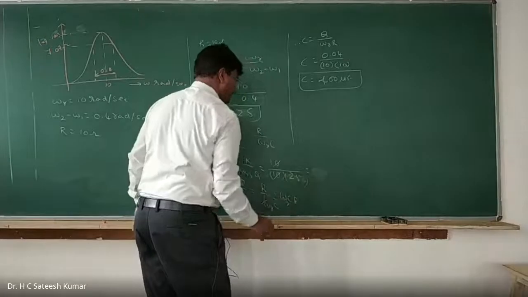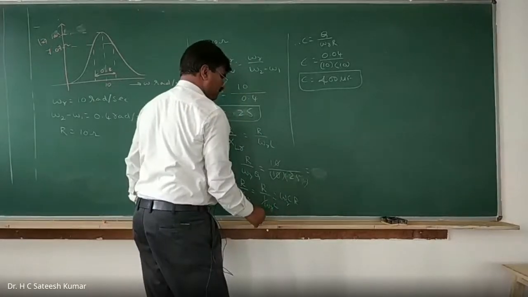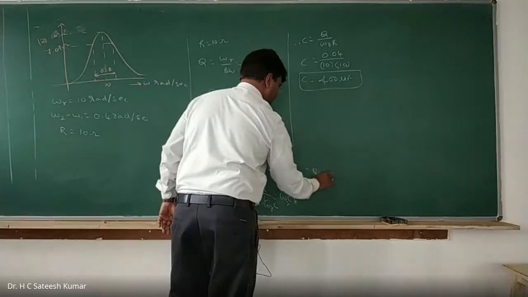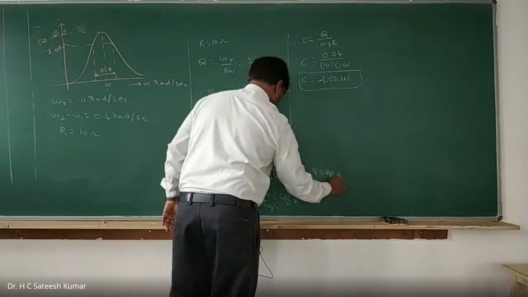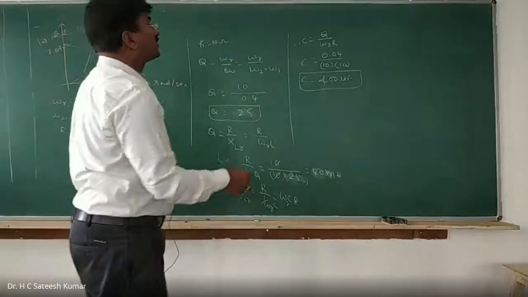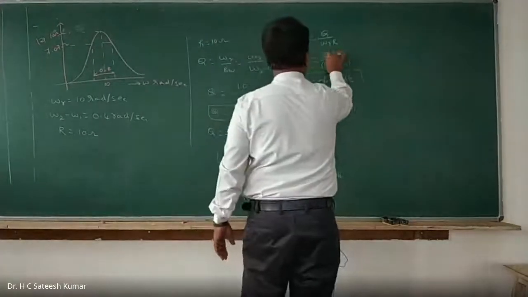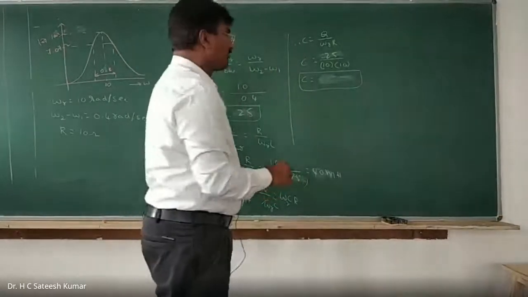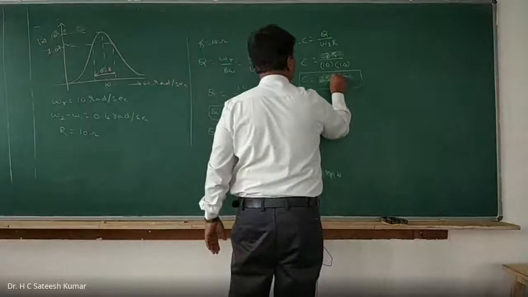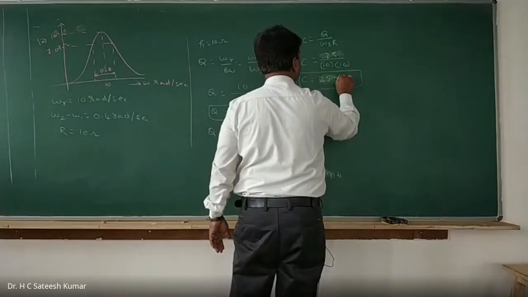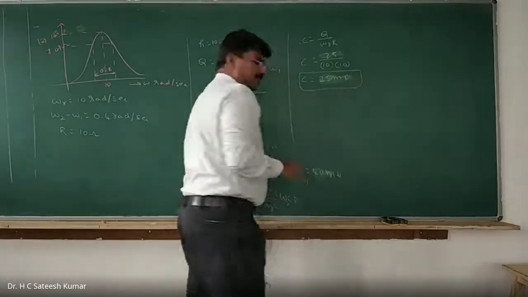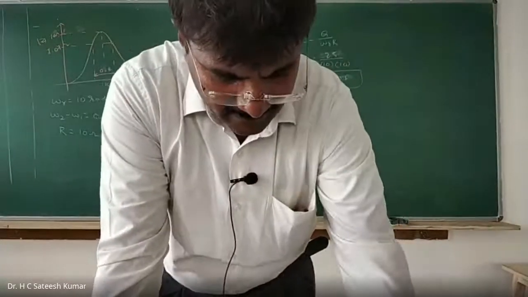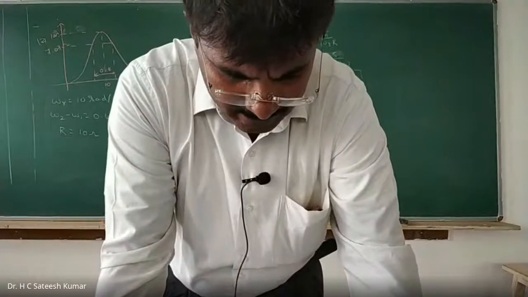0.04 Henry, right? 40 micro or milli? Milli Henry. And this one is also 25. How much is this? 250 millifarad. Millifarad is the right answer. Okay. So in the Q value coil calculation, we did a small mistake.